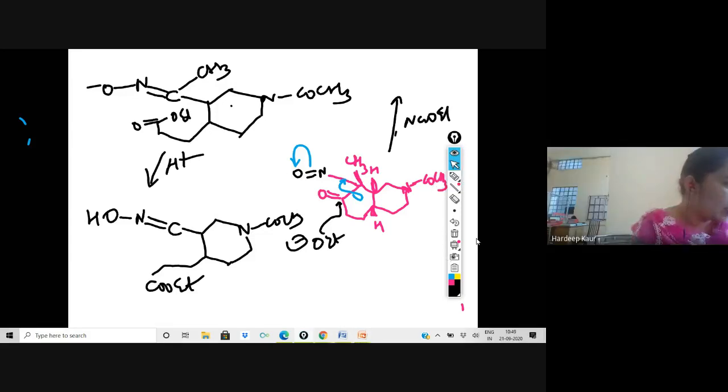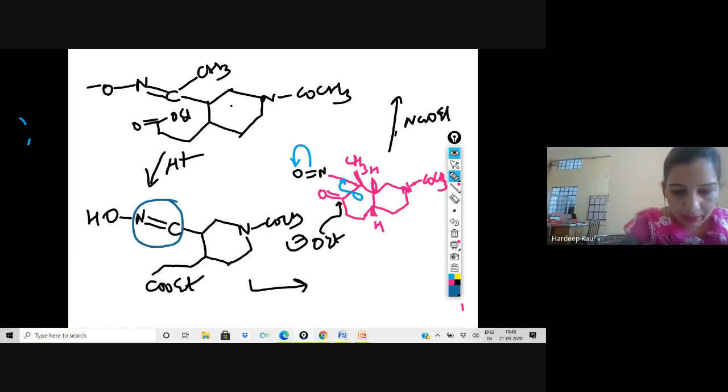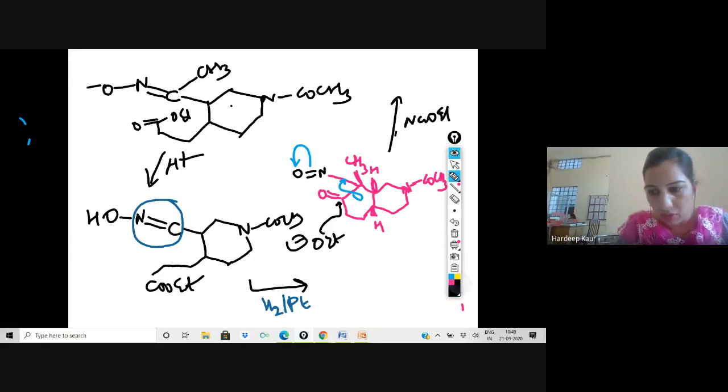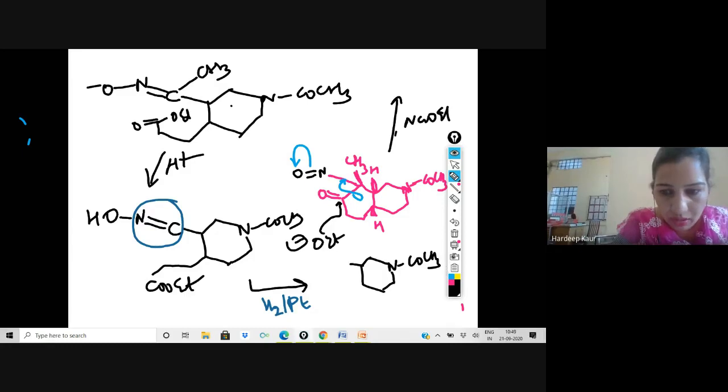So let us move to the next step. Next step is again the reduction, the reduction of oxime. So we want to reduce this oxime double bond and convert it into amine. For that we will use platinum catalyst and hydrogen gas. So this condition is used for the conversion of this oxime into amine. So now we will be having this product NCOCH3.